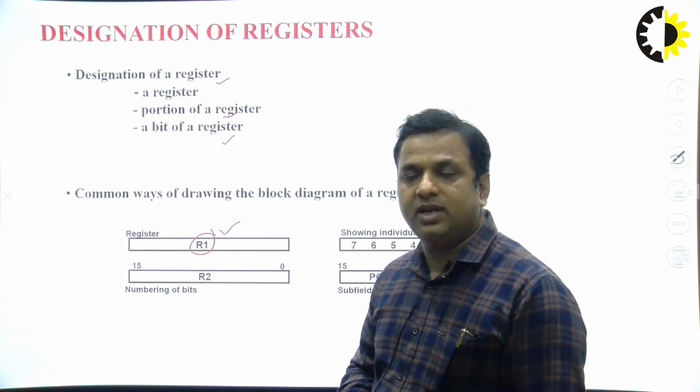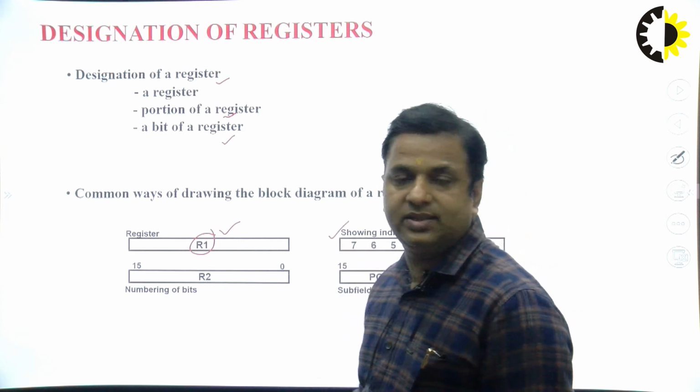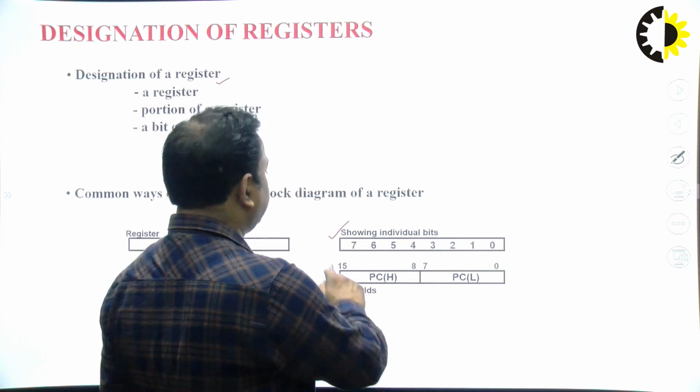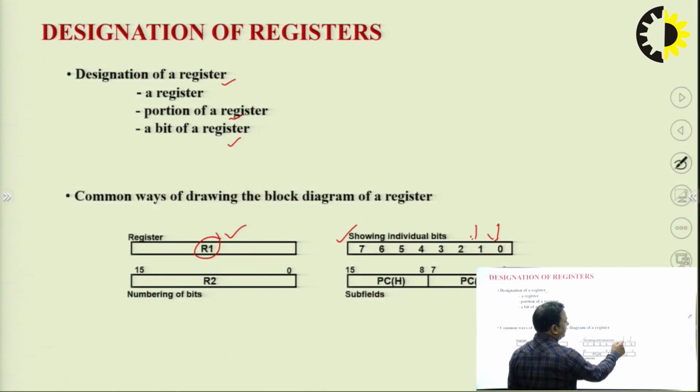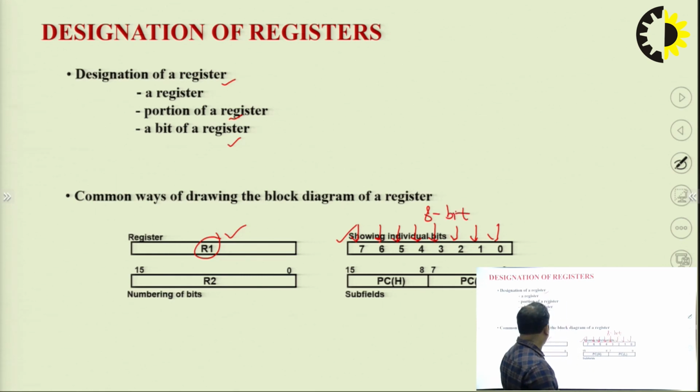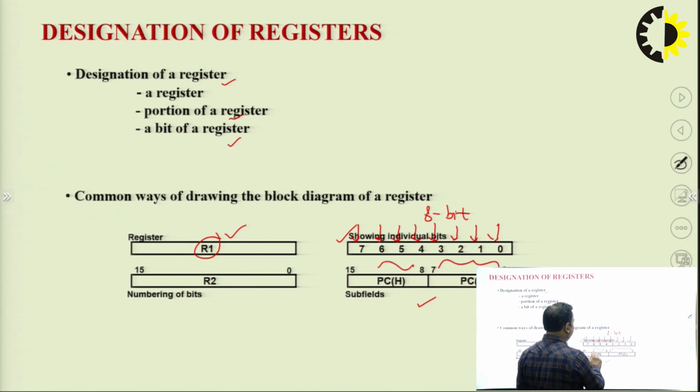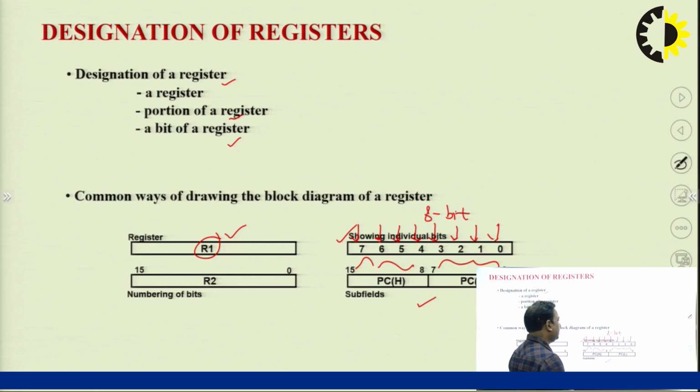The second way of representing the register is showing individual bits. Showing individual bits means that this is a register which has bit 0, bit 1, 2, 3, 4, 5, 6 and 7. So it has a total of 0 to 7 bits. That means this is an 8-bit register. We can also represent it like this. Similarly, we can write the register in two parts: 0 to 7 bits and 8 to 15 bits. We call this the program counter low bits, and this the program counter high bits.